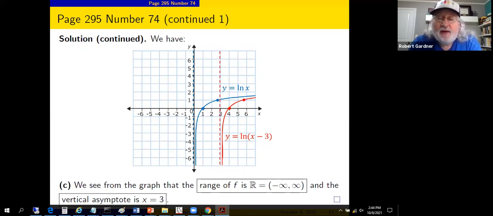So we see from the graph, the range, the output for this function in red is all real numbers. This grows without bound. It does it really slowly, but it does not have a horizontal asymptote. It grows without bound, just as the exponential functions have a corresponding behavior. And the vertical asymptote is x equals 3, as we stated.